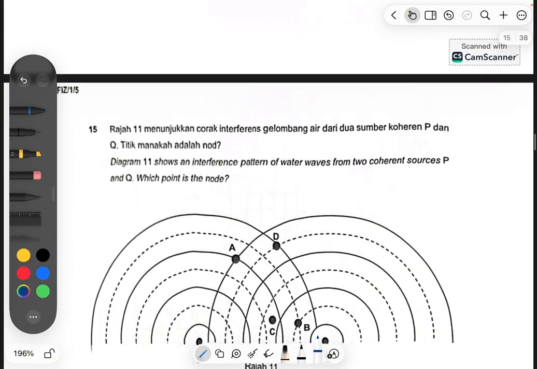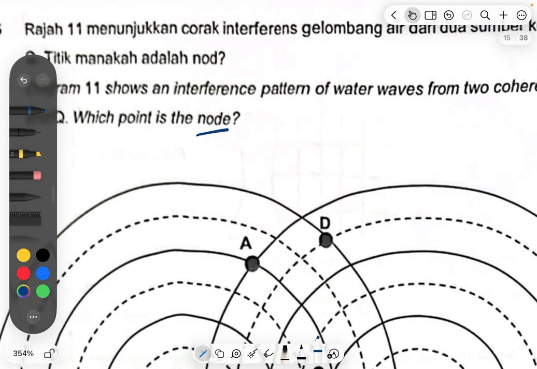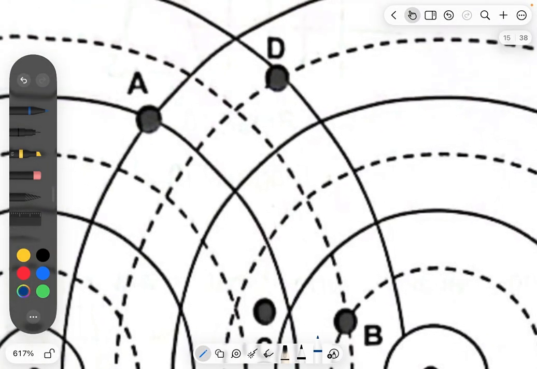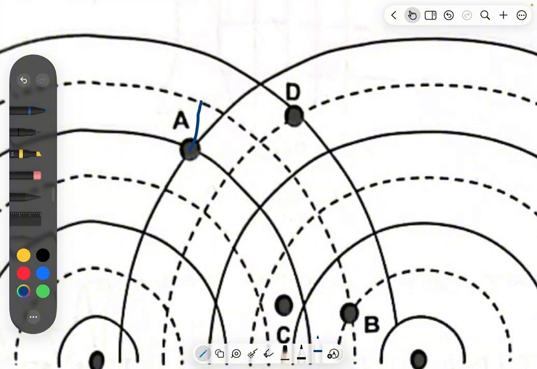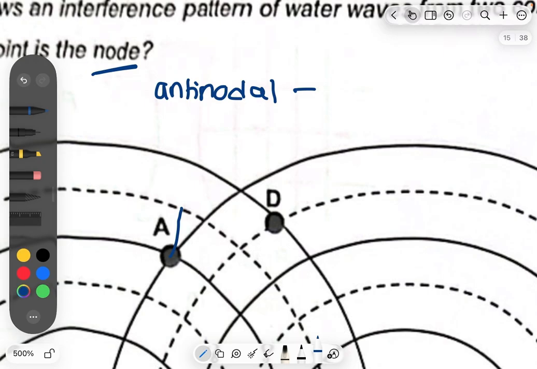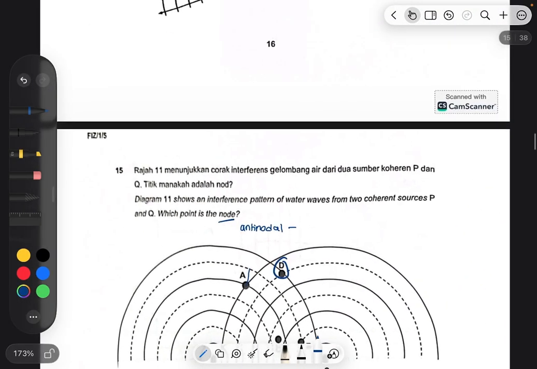Okay, next. Diagram 11 shows an interference pattern of water waves from two coherent sources. Interference of waves. Which point is the node? Kalau antinodal, I like to remember one, so the other one is opposite. Antinodal is like the crest and the crest. Jap. Yeah, antinodal is this, I think. Kalau nodal connects the crest and the trough because it's destructive. But I just know the answer is D. It's 15D? Yep, it is.